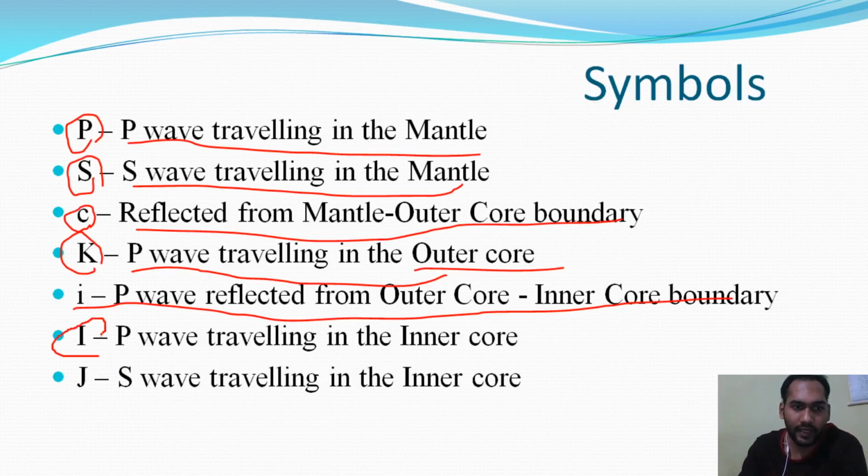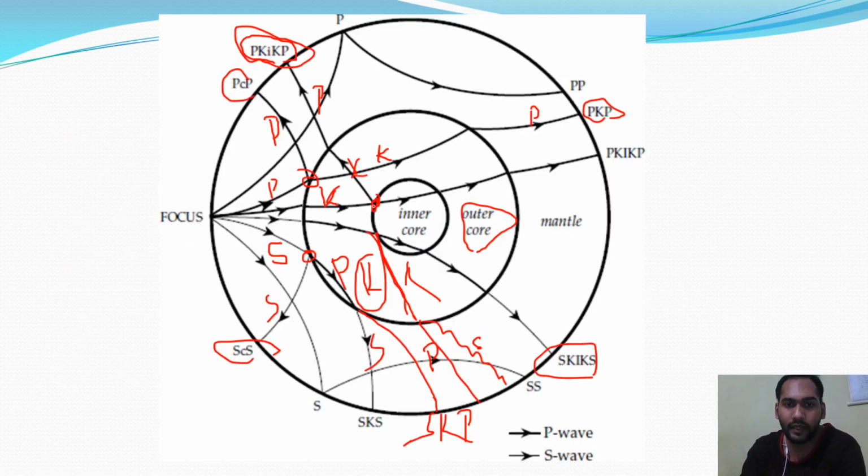Then capital I. What is capital I? That is a P wave traveling in the inner core. When P travels in the inner core, it is named I. So PKIKP means P in the mantle, then P in the outer core, that is K, then P in the inner core, that is capital I, then P in the outer core, that is K, then P in the mantle, that is P. PKIKP.